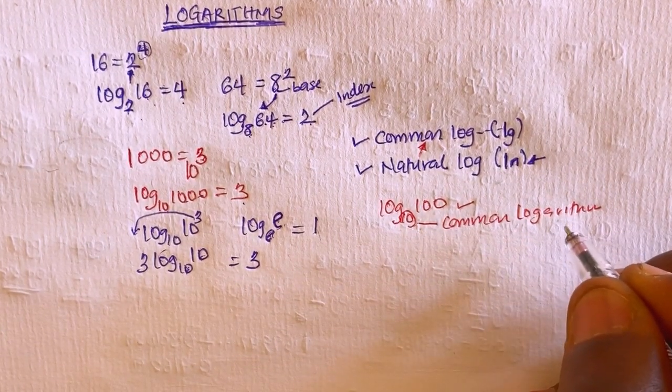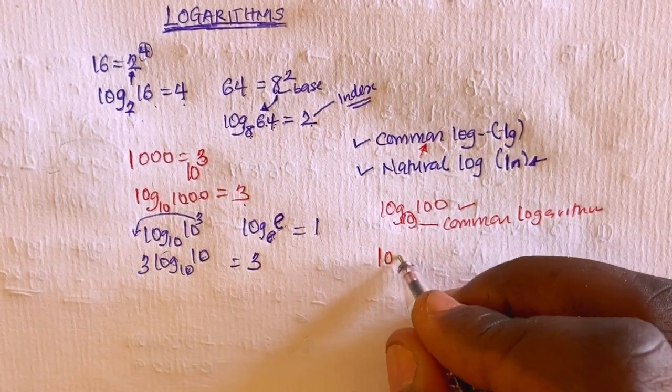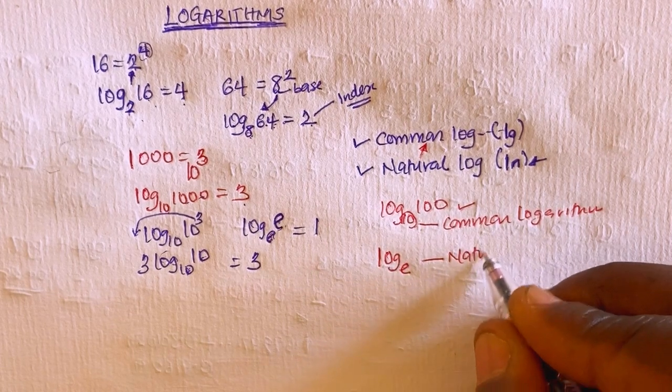Any logarithm of base 10 is known as a common logarithm. Then after that, any logarithm whose base can be anything is known as a natural logarithm.